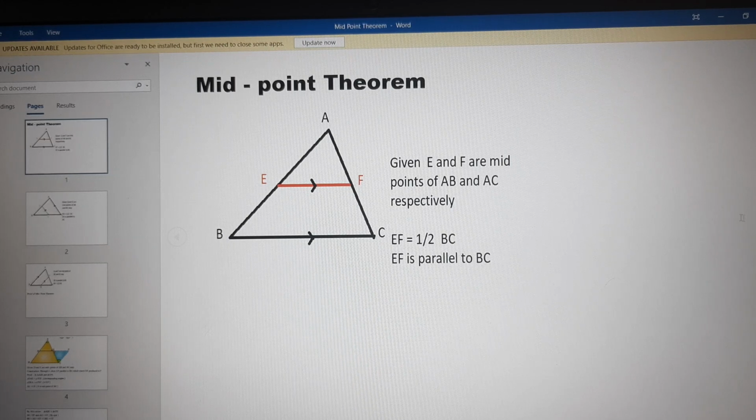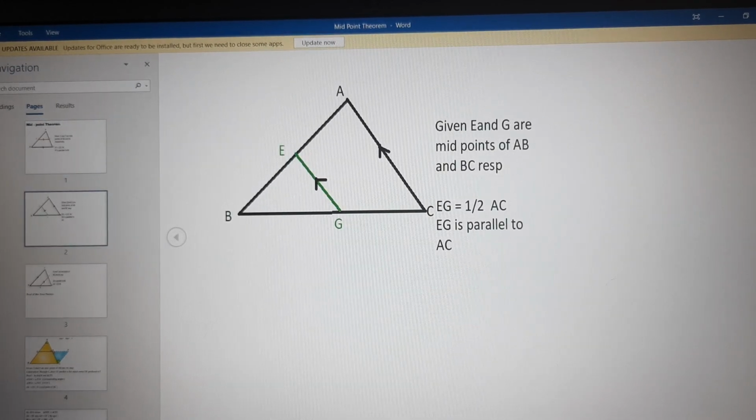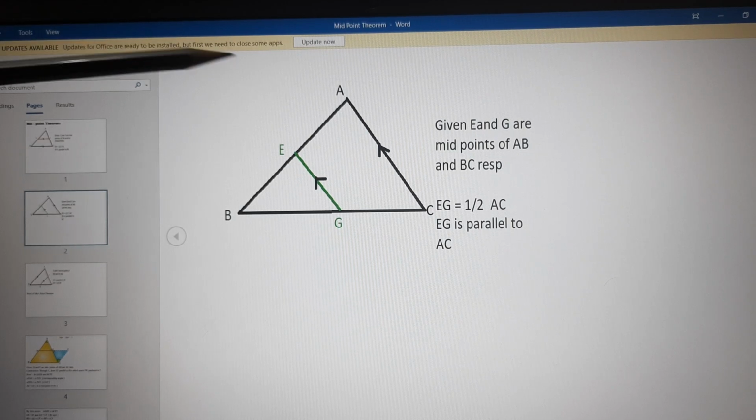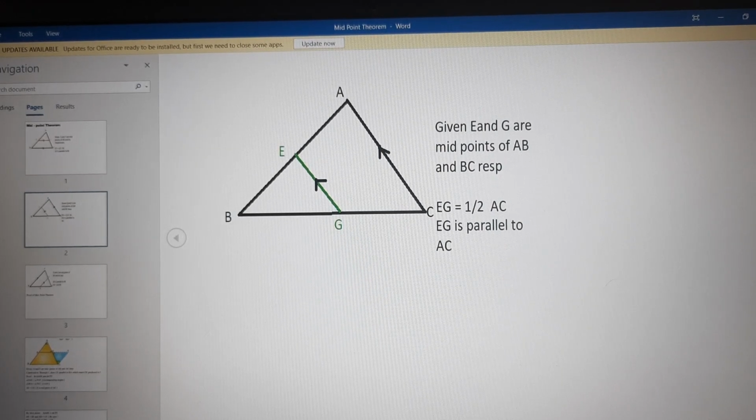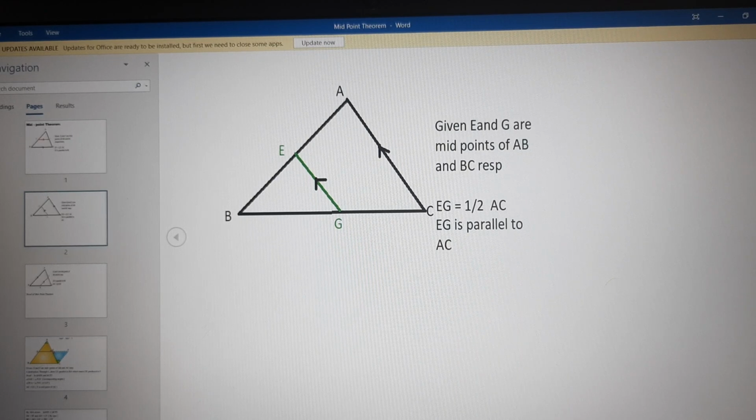Now if we take midpoints of any other two sides, then earlier we took the midpoints of line segments AB and AC. Now I am taking midpoints of line segments AB and BC. Then what will happen? Here also you need to understand the midpoint theorem. In the midpoint theorem, two midpoints are given, midpoints of any two sides, and the line segment joining the midpoints will be parallel to the opposite base and will be equal to half of the opposite base.